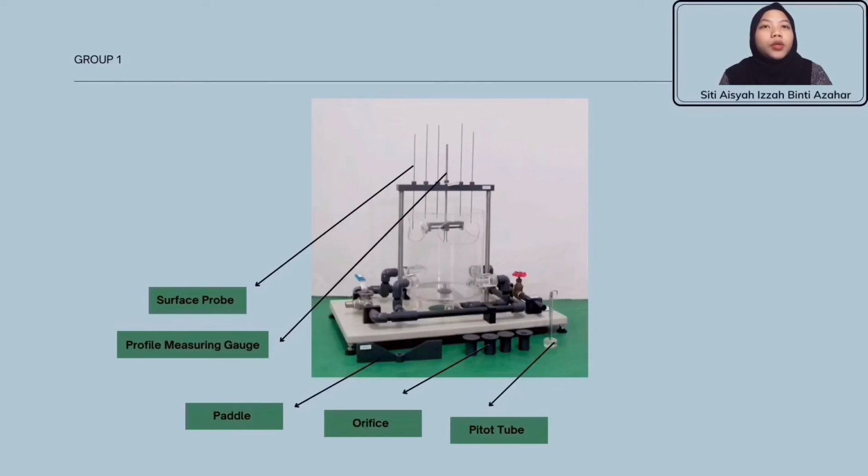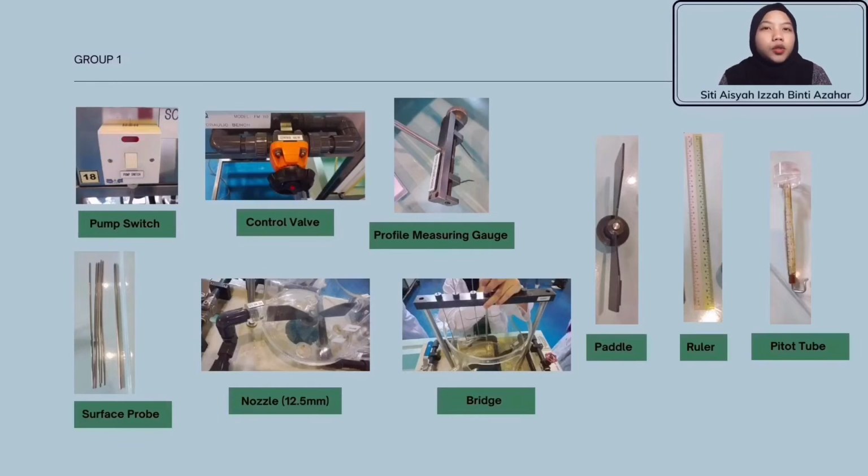For the experiment, we used the free and forced vortex apparatus F123. This consists of a cylindrical vessel having 2 pairs of diametrically opposed inlet tubes. These are the apparatus we used in this experiment: pump switch, control valve, profile measuring gauge, surface probe, nozzle. We have 2 nozzles that we use. First is 9 mm and the second one is 12.5 mm. Bridge, paddle, ruler, and pitot tube.